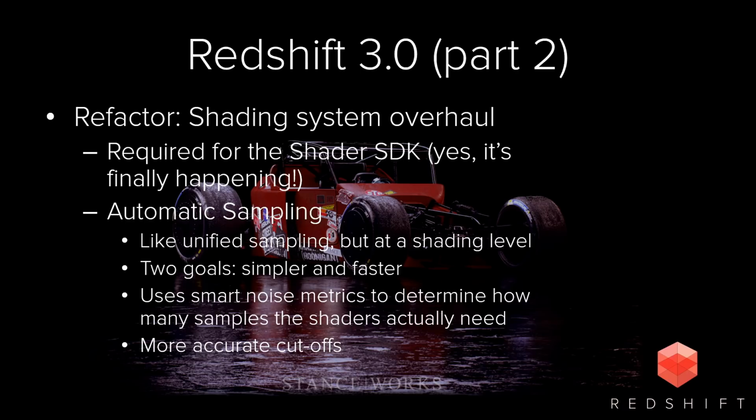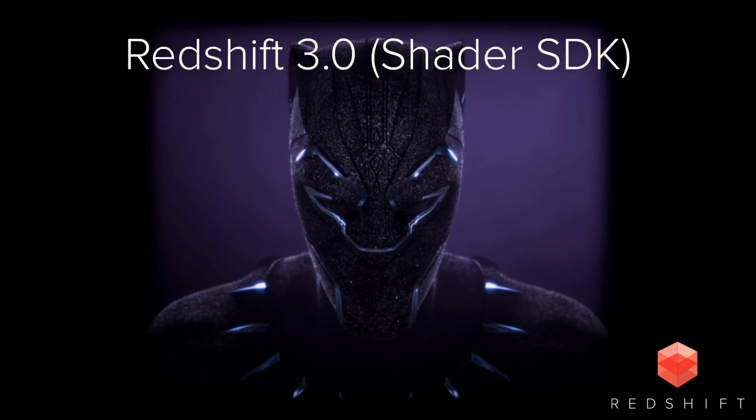So with automatic sampling, because we have all that information, we're going to be improving our cutoffs as well, so we don't end up going down that wrong path of dropping things that you don't think are important. It's actually going to know what's important for real and not drop those things. So ultimately, that's going to result in faster, cleaner rendering. Okay, the shader SDK.